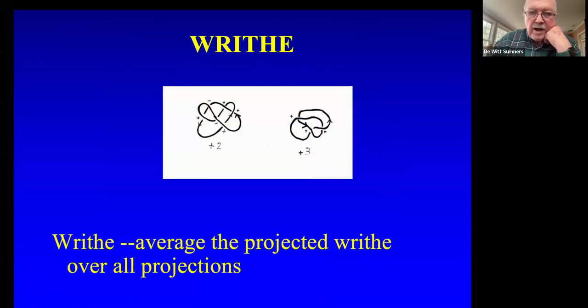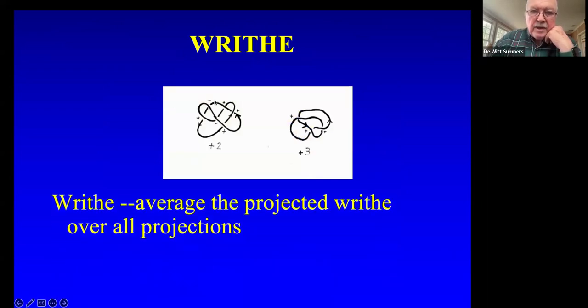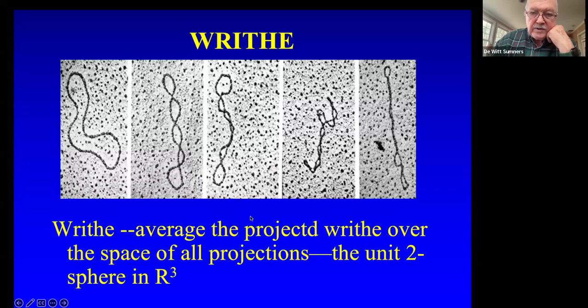I'm going to talk about the writhe. So here I'm thinking of, say, a circle that's sitting in 3 space. Think of it as rigid, and I take a projection, I compute the sign crossing number. I rotate it around, take another projection, and I compute the sign crossing number. Then I average all those projections. So you average over all the projections, so that's points on a unit 2 sphere. So you average the projected writhe over the space of all projections, which is the unit 2 sphere in R3.